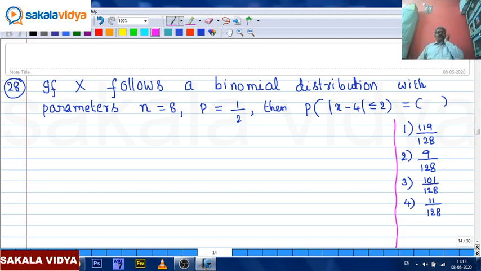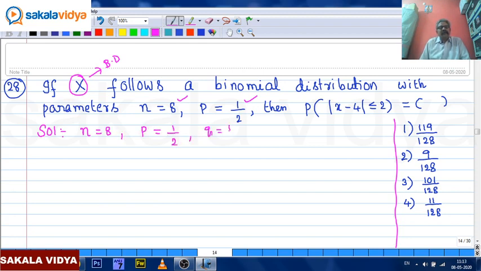If x follows a binomial distribution with parameters n given and p given, then we need to find out the probability of mod of x minus 4 less than or equal to 2. First, substituting the values. X is a binomial distribution with parameters n is equal to 8 and p is equal to 1 by 2. Now the solution. N is 8, p is equal to 1 by 2. It is obvious that q, the probability of failure, is also 1 by 2.